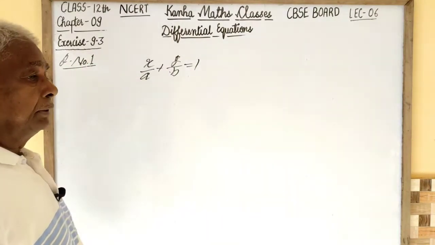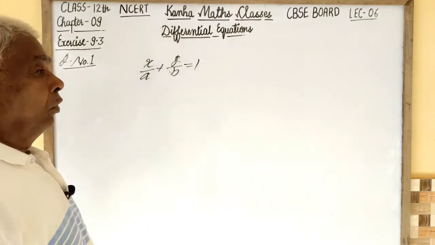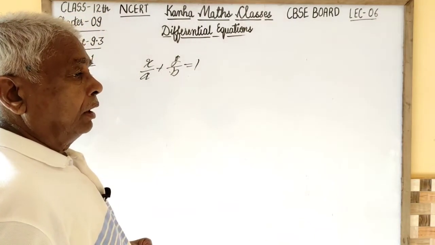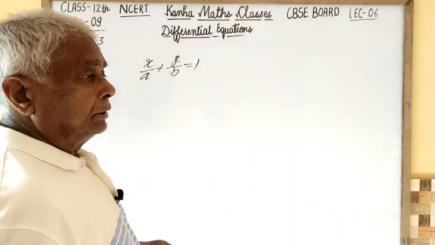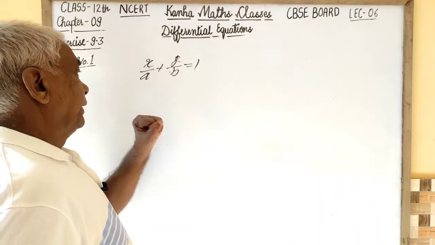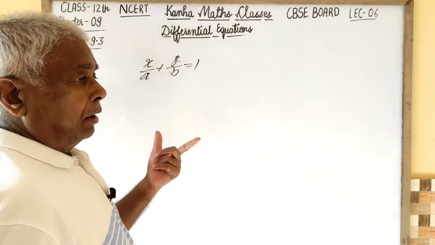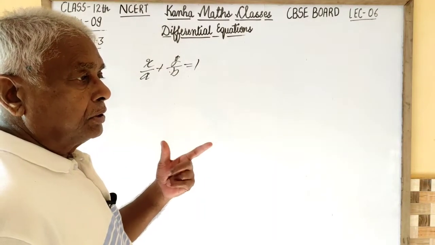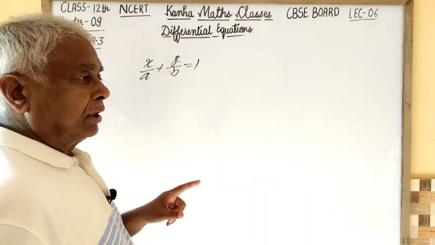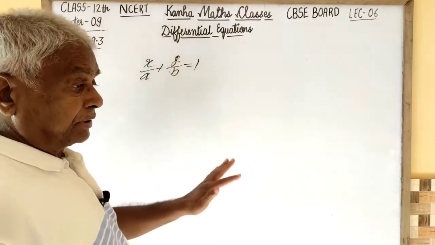Here it is given the family of curves x by a plus y by b is equal to 1. Obviously this is the equation of an ellipse having its center at the origin, and major and minor axes equal to 2a and 2b. This is the general equation of an ellipse whose center is (0, 0) and major and minor axes are 2a and 2b. Hence, this equation is the general equation of the curves.